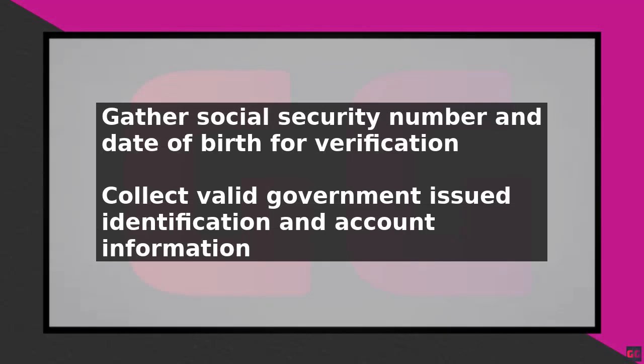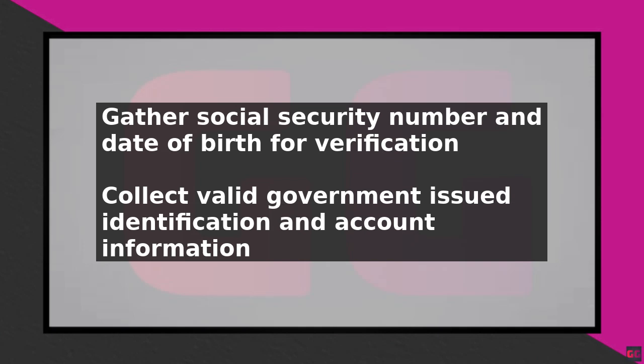To order a new Rapid Pay card, start by gathering the necessary information and documents. You will need your social security number, date of birth, and a valid government-issued identification. Make sure you have access to your current account information, including your account number and routing number.